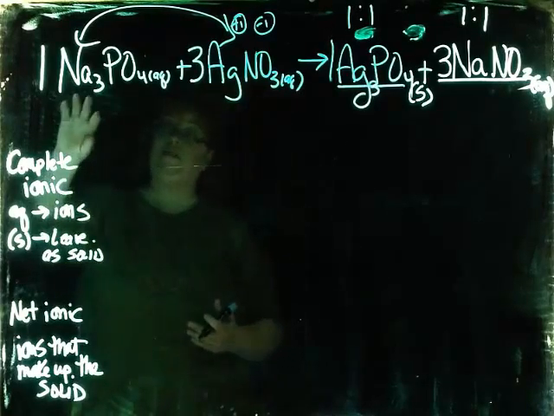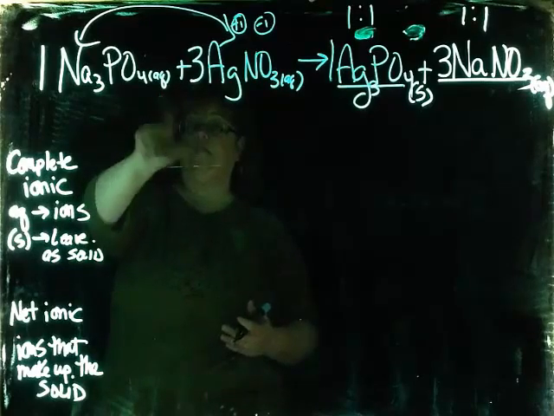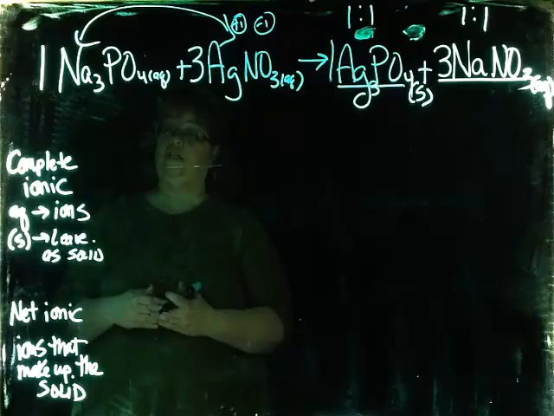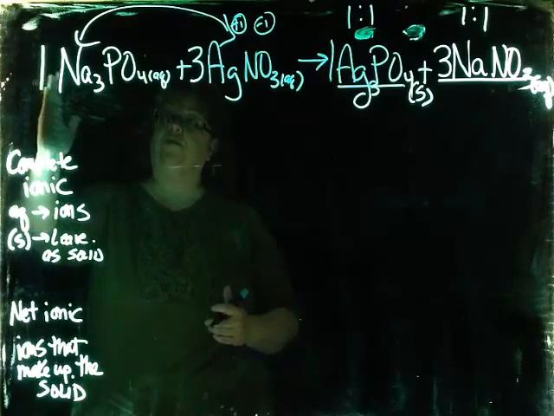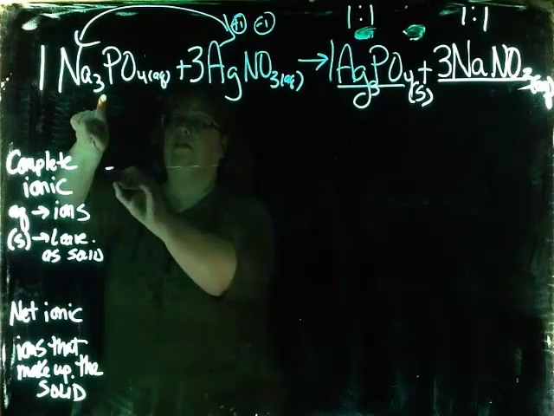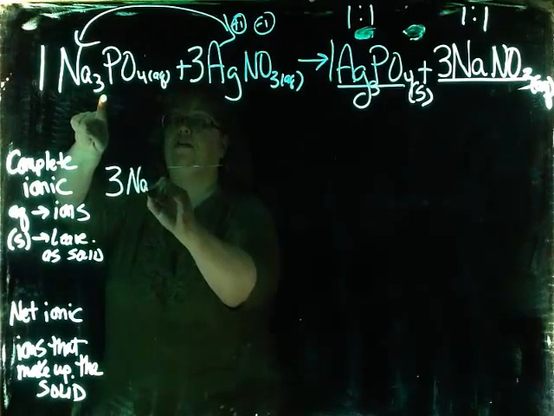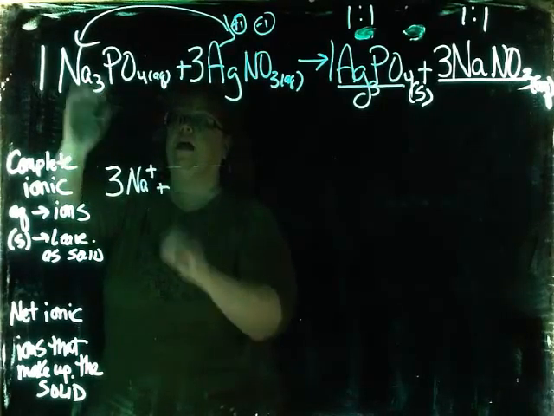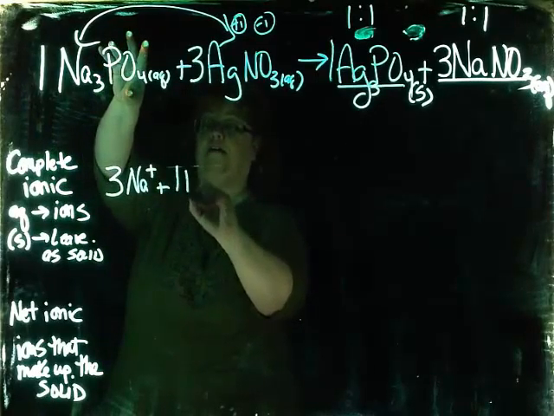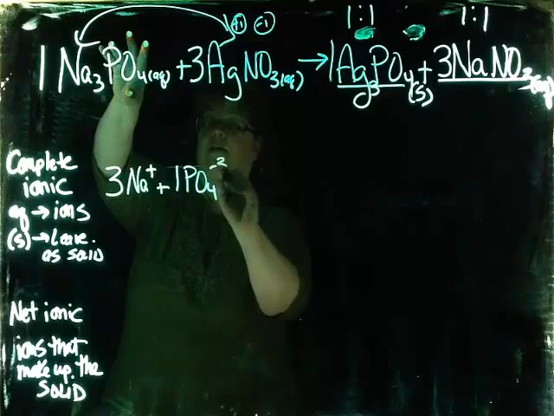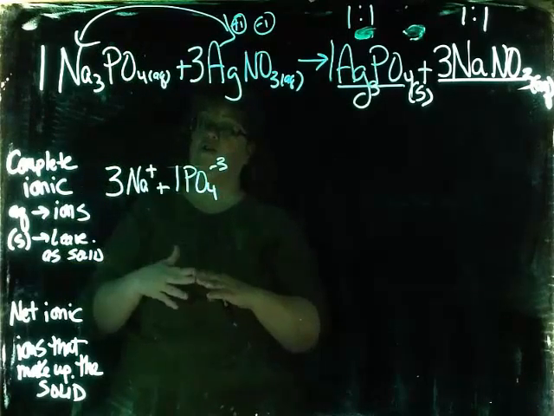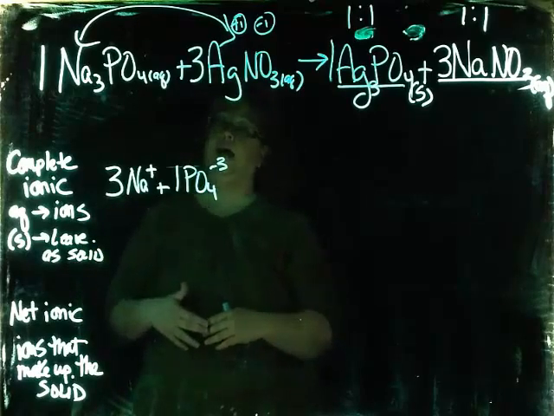So I'm going to break up sodium phosphate, that's an aqueous compound, into ions to help write the complete ionic equation. I'm always going to go to the number in front of my balanced equation and then multiply it by the subscript. So I have 3 sodium ions. I go back to that 1 and multiply by how many phosphates I have. So I have 1 phosphate. Notice I'm writing charges here because a complete ionic is going to show all the aqueous as ions.